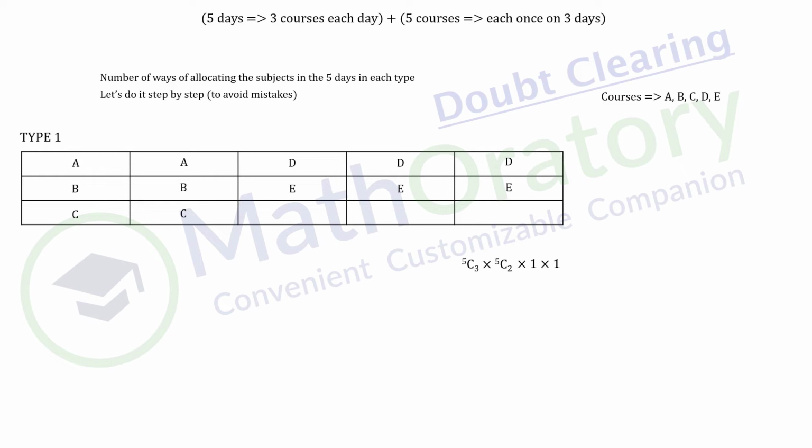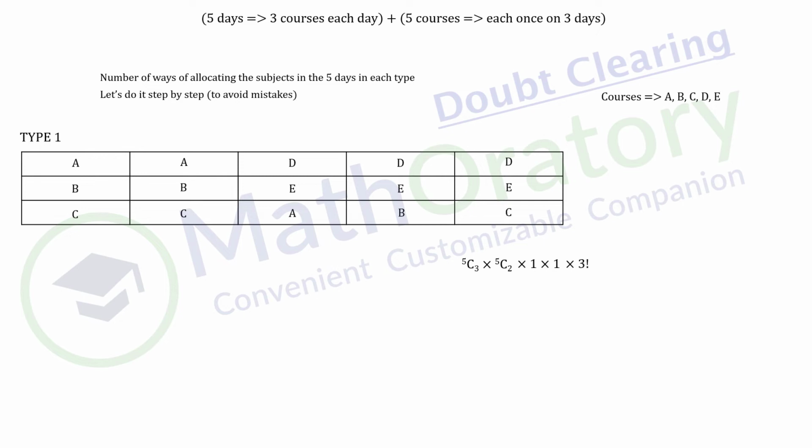Now, once this is done, if you remember, the last thing that we did is allocate the 1A, 1B, and 1C arbitrarily on these three spots. So how many ways can we do that? You can simply think in this way. We have A, B, C, three different units to be arranged on three different places. Linear arrangement, you can treat it that way, and that will be 3 factorial ways.